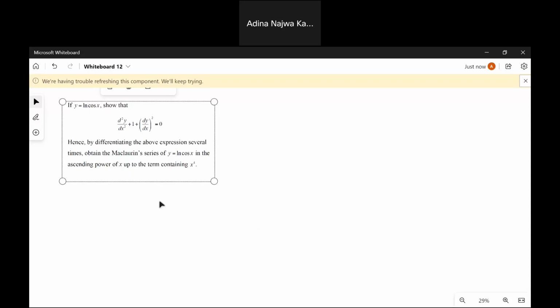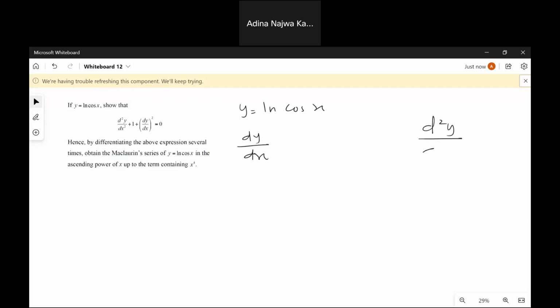From here, your function is y is equal to ln cos x. So what is your dy/dx? And then what is your d2y/dx2? Try this, and then show this. Once you have dy/dx, you already have the second derivative. If you want to differentiate one more time, you just differentiate this several times, and then it asks you to find the Maclaurin series of your y in ascending powers of x up to the term containing x to the power 4.